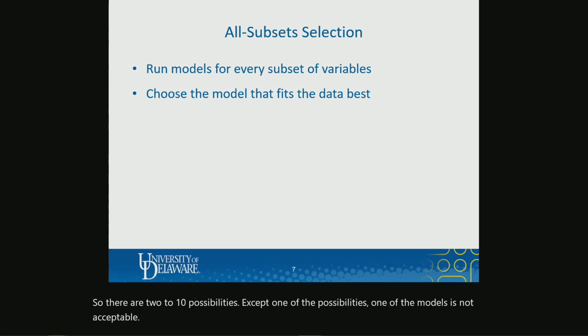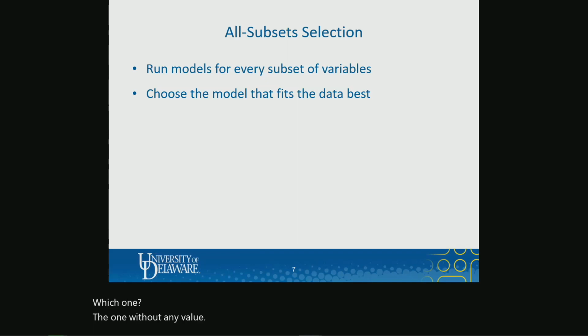Which one? The one without any variable. So we should have at least one variable in the model. So we have 2 to the 10 minus 1 combinations or subsets, right? How much is that? It's 1023.